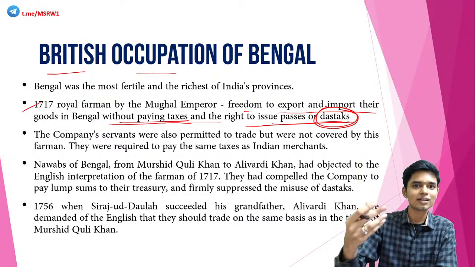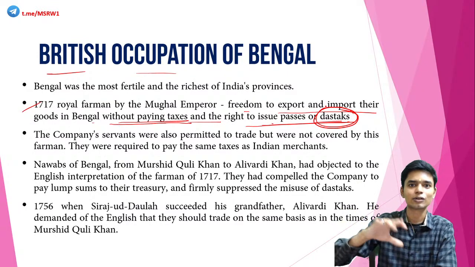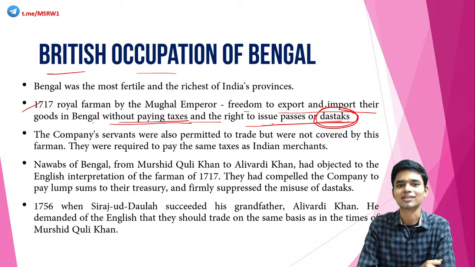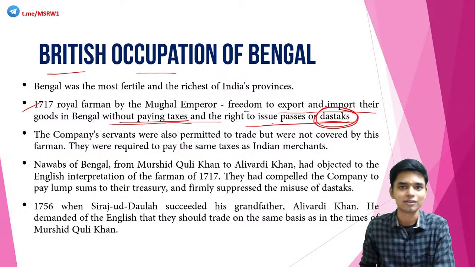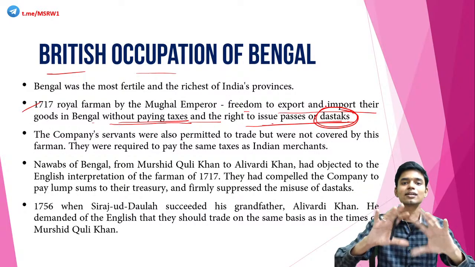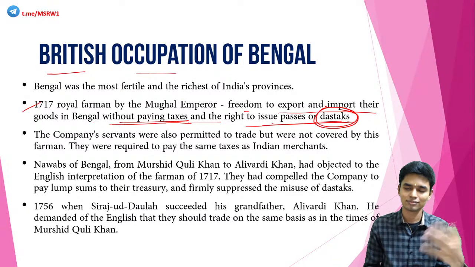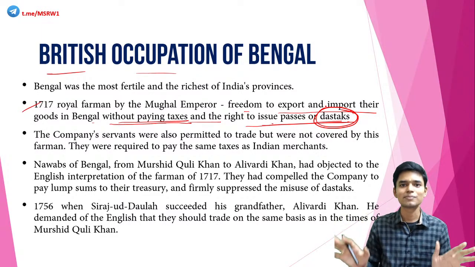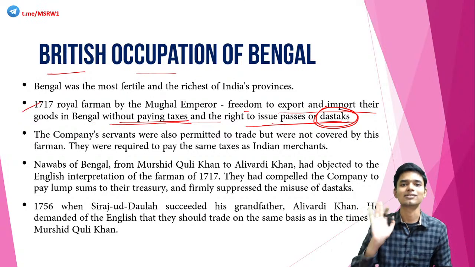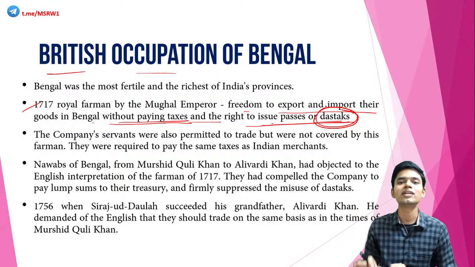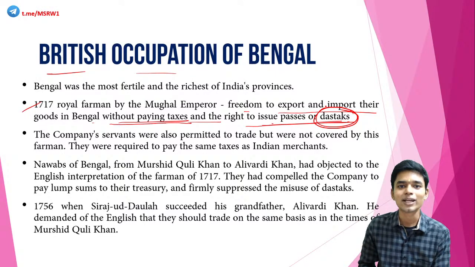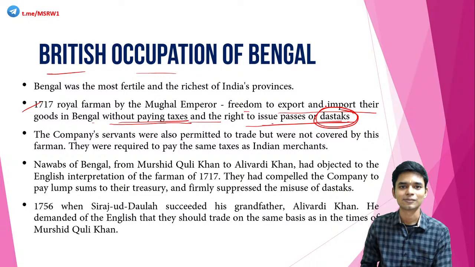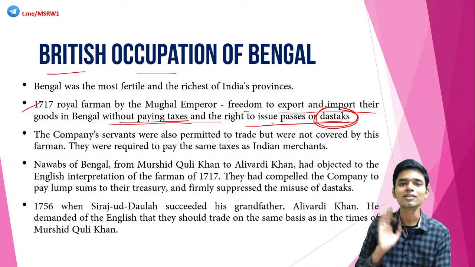So by obtaining the right to issue these dastaks, the British started to control the trade in Bengal to a huge extent. Also, they misused dastaks. Dastaks were actually granted to the company, the English East India Company, which was exempted from taxes, not private trade. British private trade was not exempted from taxes. They were still supposed to pay taxes, but the company officials engaged in private trade did not pay. They interpreted the farman in a way that their private trade was also exempted from taxes.